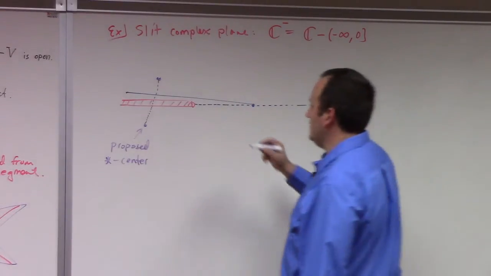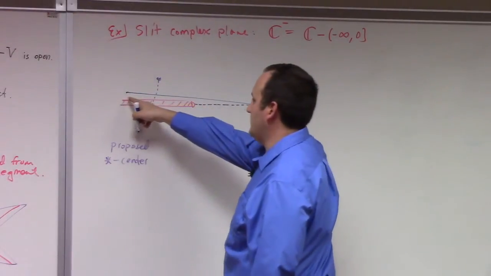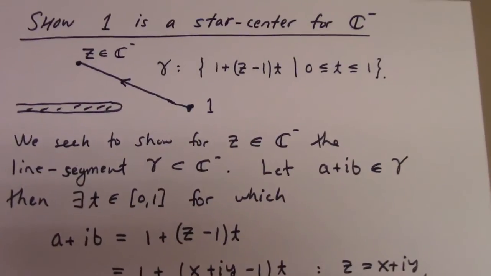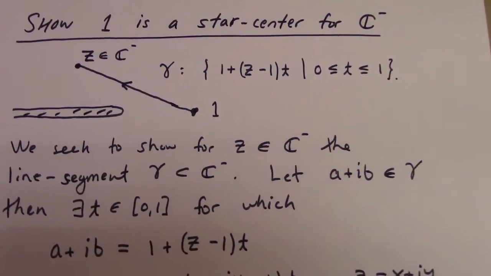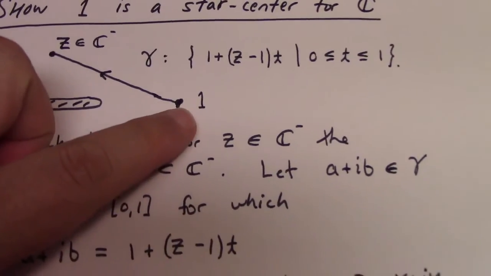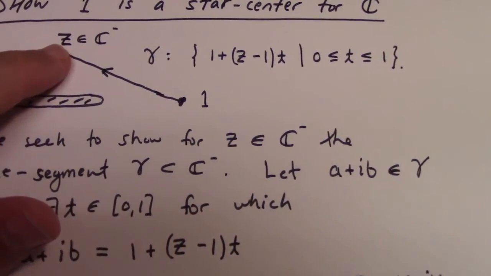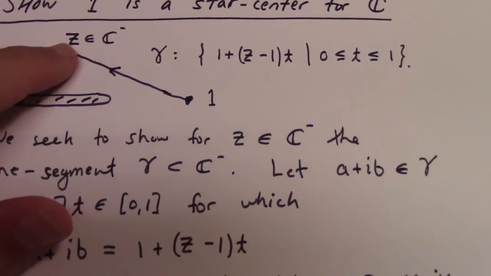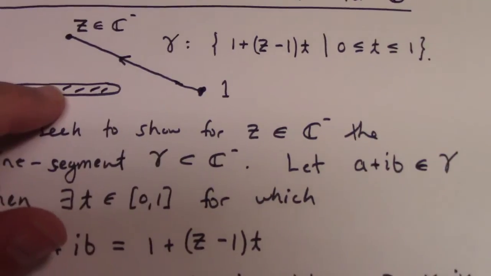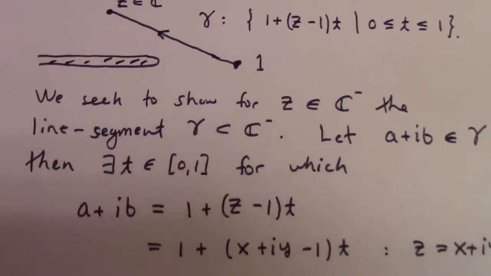And you can explicitly find this. Let me just talk about the problem of showing 1 as a star center for the slit complex plane. To do this, we consider a line segment from 1 to some point z in the slit complex plane, and our goal is to show that this line does not cross the negative real axis in the complex plane. Geometrically it's obvious, but here are the details.